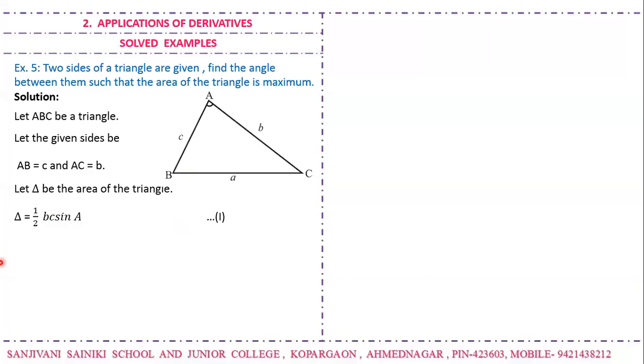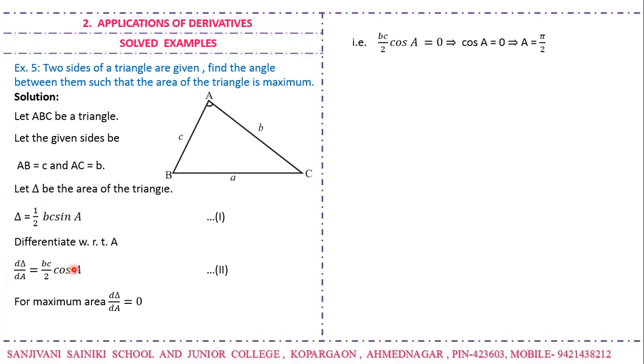So let delta be the area of the triangle. We know the area is 1/2 bc sin A. Differentiate with respect to A. We get d delta by dA equal to bc/2 times the derivative of sin A, because bc is constant, so the derivative of sin A is cos A. Now for maximum value, the first derivative becomes 0. So d delta by dA equal to 0 gives us bc/2 cos A equal to 0, but bc is non-zero and 2 is also non-zero. So we can divide throughout by this factor and we get cos A equal to 0.